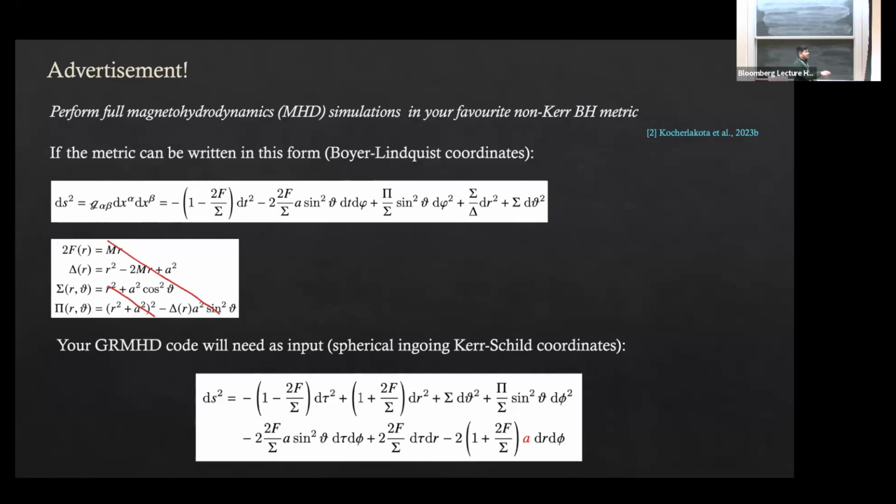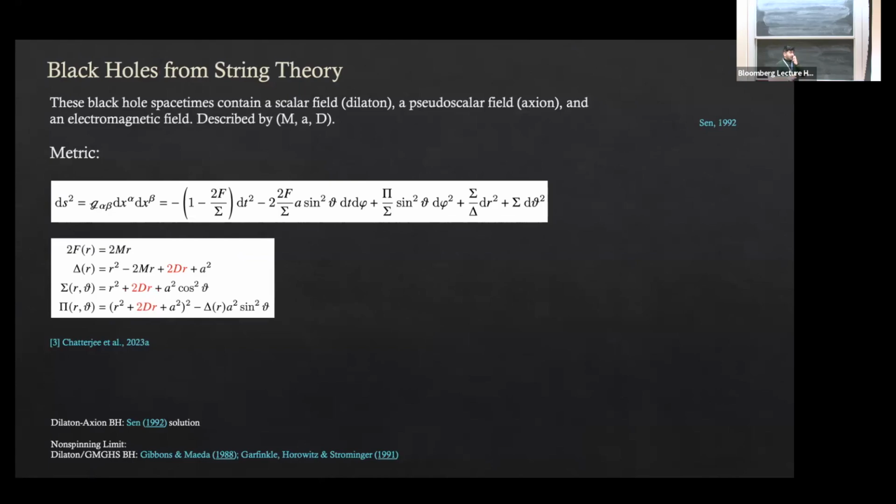So you have four metric functions that you have to prescribe from your favorite black hole spacetime. You input this into your GRMHD code, and you can do simulations. This is what we used to do the first numerical simulations in spinning non-Kerr black hole spacetimes. The first one we used was from string theory. It's called the Kerr-Sen metric. It has this form again, and it differs from the Kerr metric in this way.